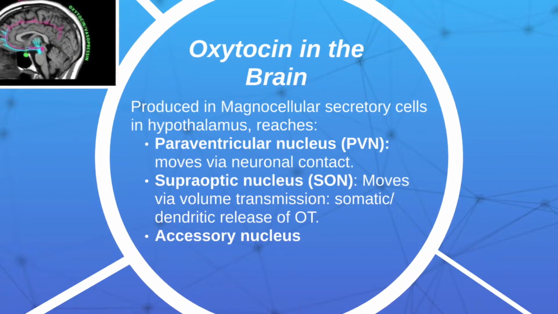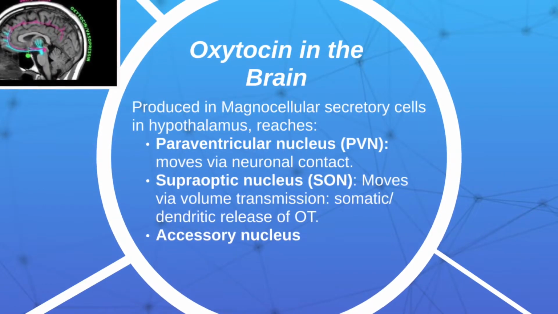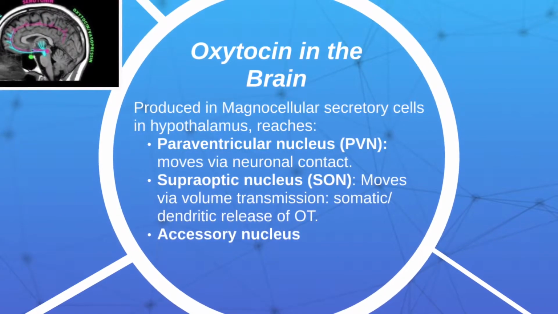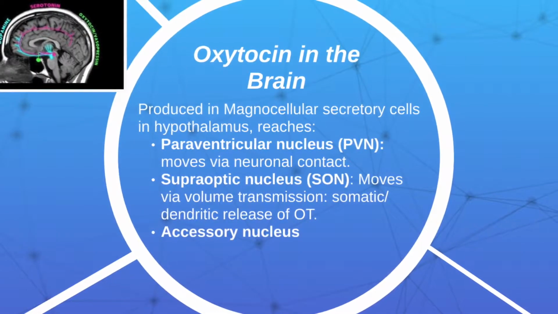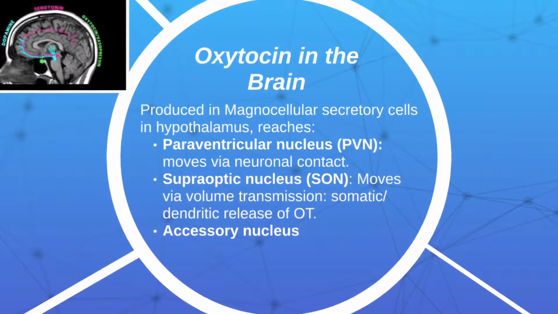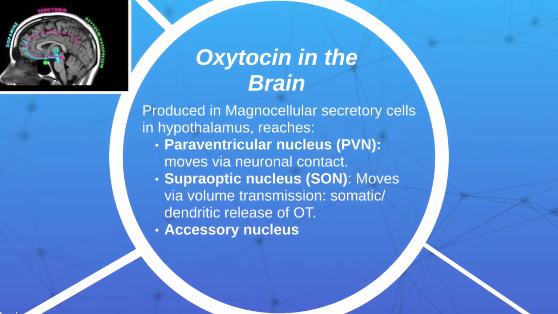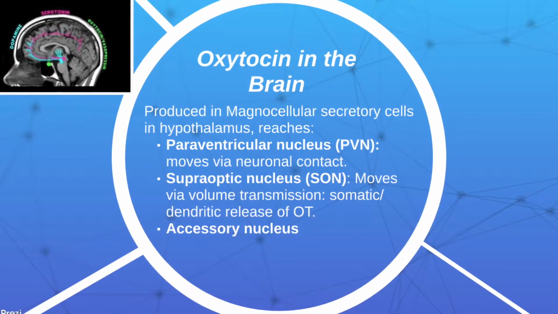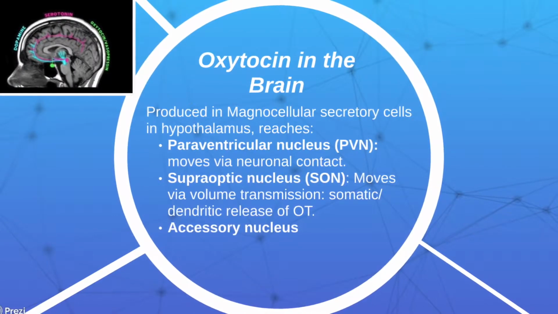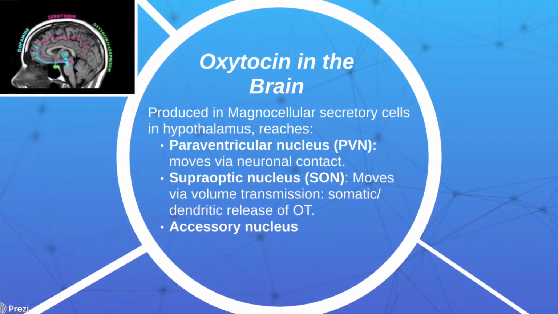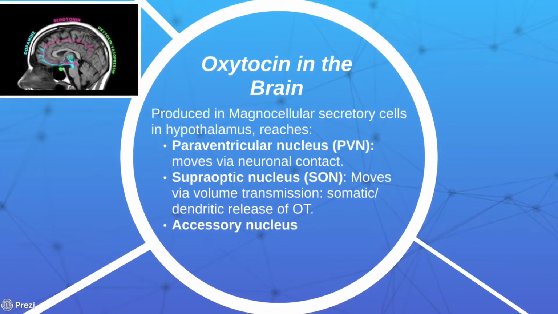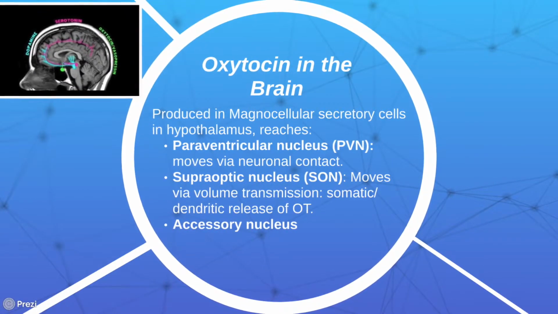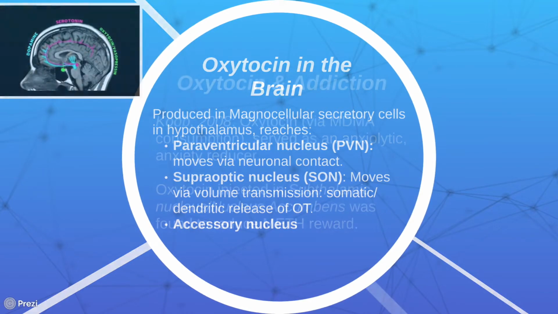Oxytocin in the brain. It is produced in the magnocellular secretory cells in the hypothalamus, which I mentioned prior, and from there it reaches the paraventricular nucleus, or PVN, which moves via neuronal contact. It also reaches the supraoptic nucleus, or SON, that moves via volume transmission, which aids in the somatodendritic release of oxytocin, and it also affects the accessory nucleus.